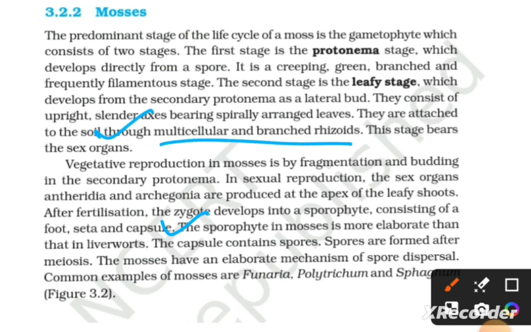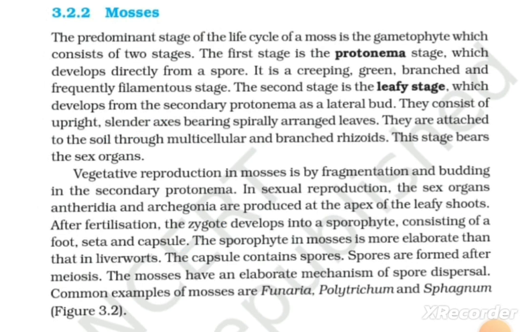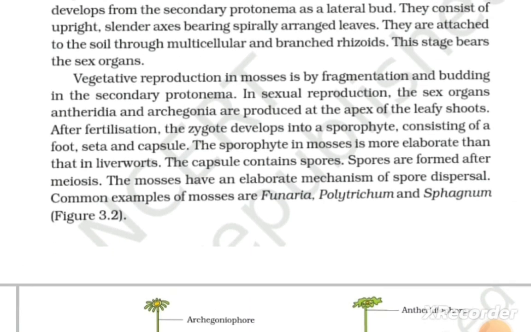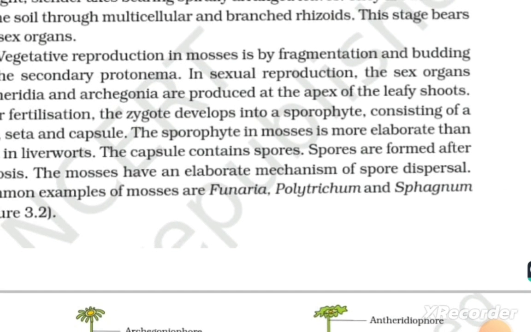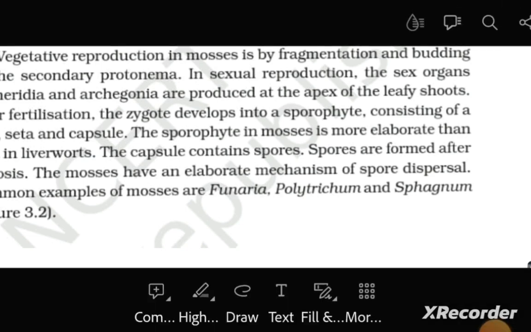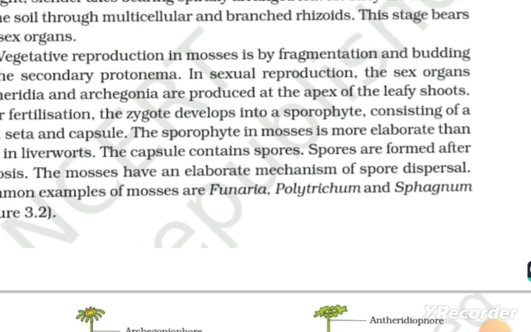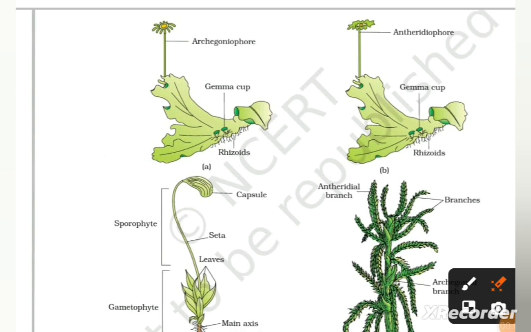Okay, further, spores are formed after meiosis. The mosses have an elaborate mechanism of spore dispersal. And then come some examples. So see, examples are very important. This you have to keep in mind, that is Funaria, Polytrichum, and Sphagnum. Sphagnum we have also covered in the uses, that it is used for transshipment purposes. Okay, so now we will be doing some important NCERT diagrams.